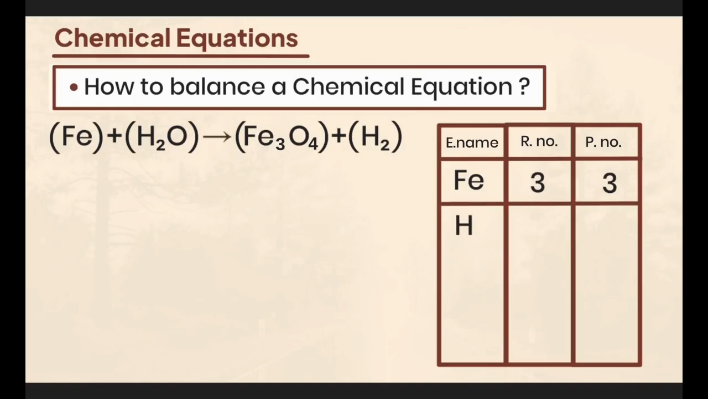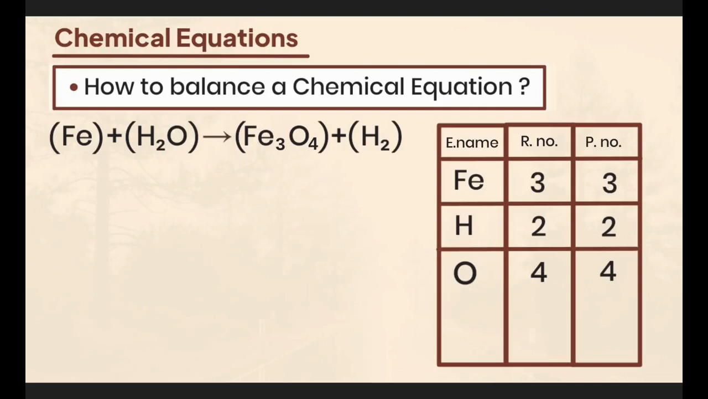So iron is balanced. Next is hydrogen. The reactant count is 2 and the product count is also 2. So we think it is balanced, but not yet. Next is oxygen. The oxygen reactant count is 1 and the product count is 4. So change 1 into 4, multiply by 4 gives 4. We might think we have to write 4 in front of hydrogen. No, we have to write 4 in front of H2O.